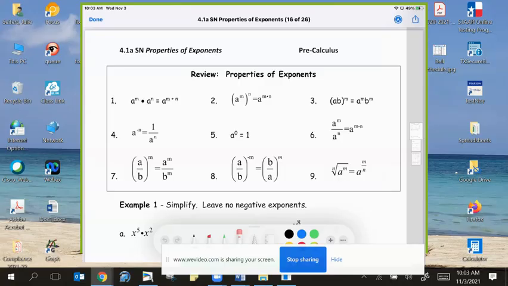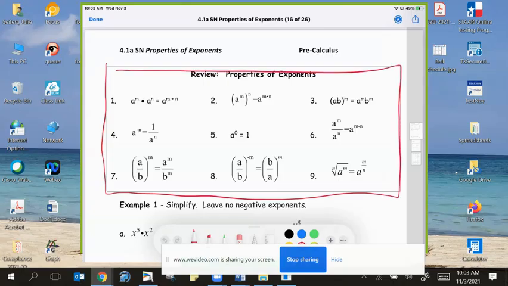This is properties of exponents, and you've seen this before, so we're going to do a quick review of these properties and how to simplify exponent expressions. You'll see in this top little box here, we have a review of the basic properties. These are properties you should know really, really well and not have to think about them very hard at all. So let's look at a few examples.